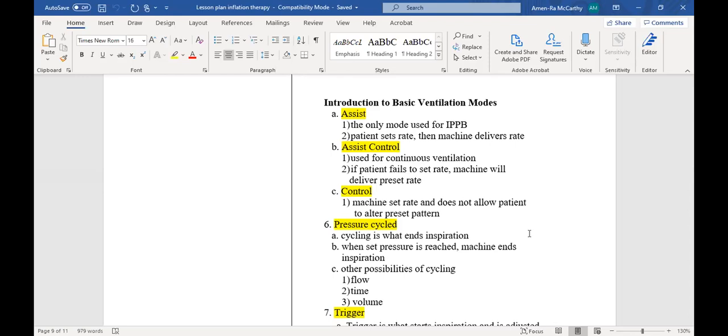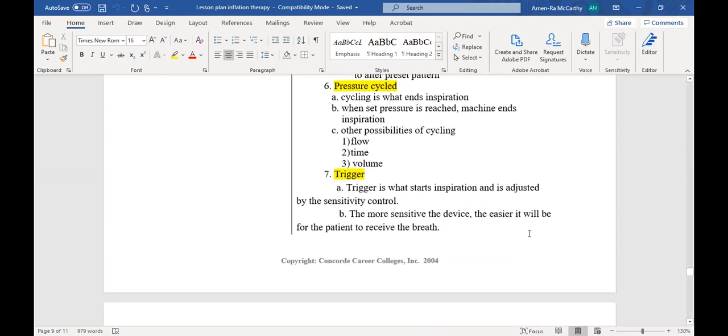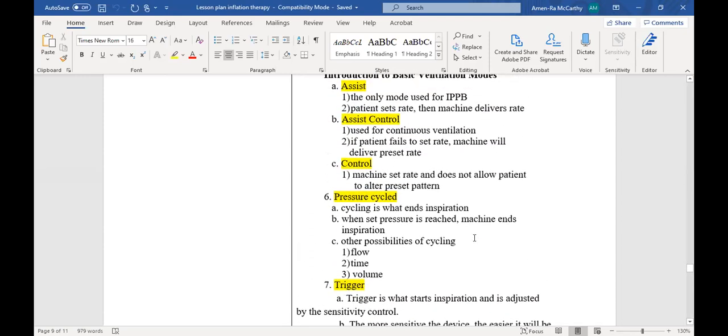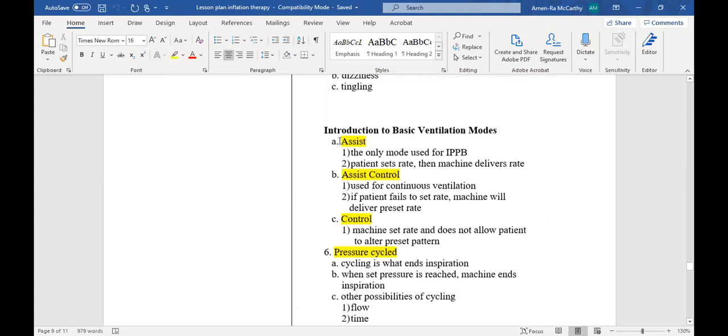All right, so some of the basic modes. You want to get a little introduction to ventilator modes, right? Assist mode, assist control mode, fully control mode, pressure cycled, and trigger. The pressure cycle and trigger are not modes. The modes that I want you to think about are these: assist, assist control, and control. That's what we're going to talk about first.